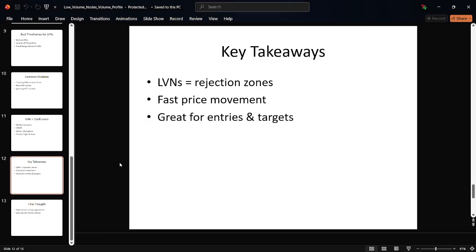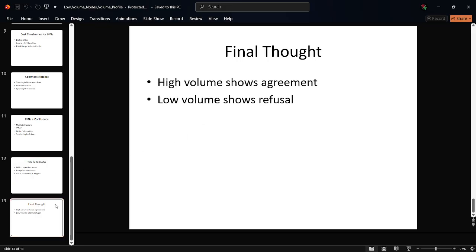Okay, yeah. So key takeaways: low volume nodes equal rejection zones, fast price movements, great for entries and targets. High volume nodes show agreement. Like I said, it's a balanced market whenever you find high volume areas, and low volume nodes show refusal. Both parties were not able to claim the area.